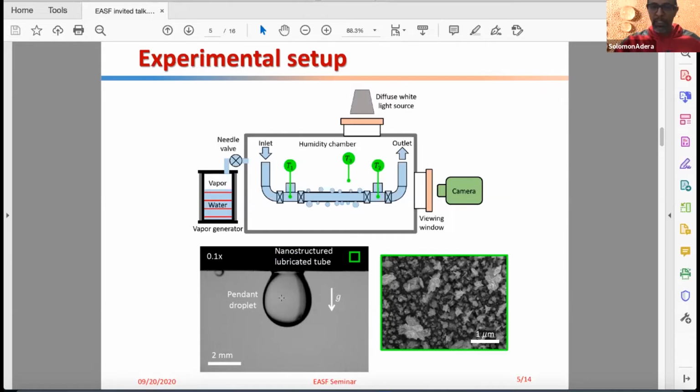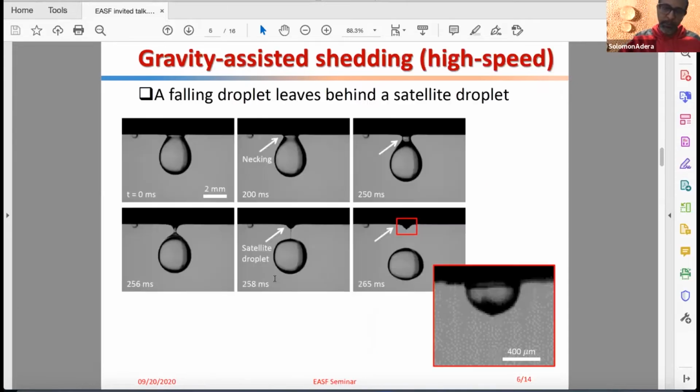Unfortunately, you wouldn't be able to see it, but I'm going to show the high-speed images in the next slide. What we wanted to see is what happens, or what's left behind, when these droplets fall due to gravity. These are time-lapse images where the vapor is condensing and the droplet is growing. It forms a neck region and the droplet breaks unequally: a small droplet remains on the surface and a larger droplet falls.